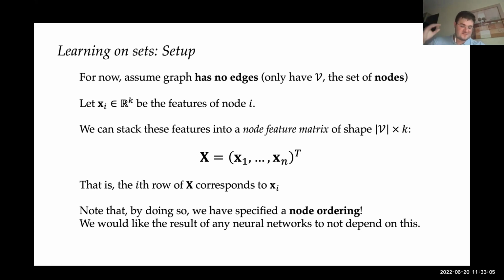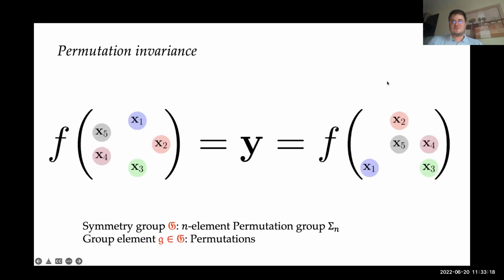Now, the very act of stacking these features into a matrix is bad because it specifies the node ordering, and we assumed our set is unordered. So we'd like the result of any neural network applied to this to not depend on the order. What we really want is this interesting permutation invariance property, where no matter how I present the different elements in the set, I should still get exactly the same response.